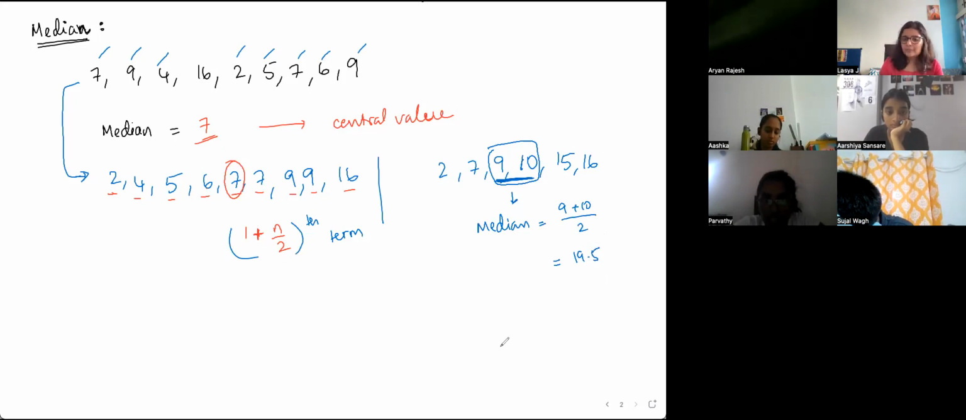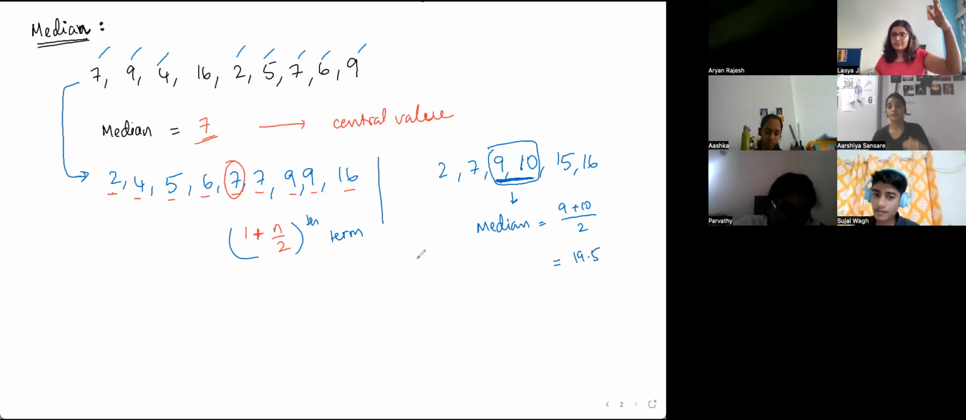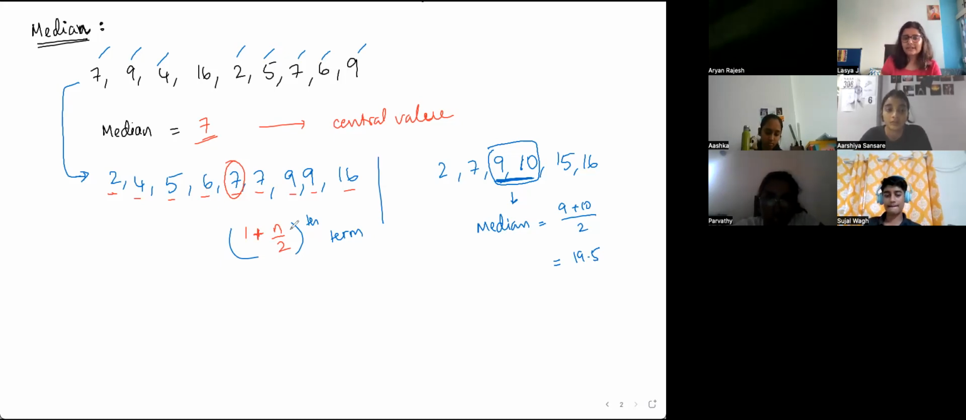So coming to tabular data, in one way it becomes easier because in a table everything is arranged in ascending order itself. All your class intervals start from the smaller values and go in ascending order. But finding the central value takes a little bit of calculation.